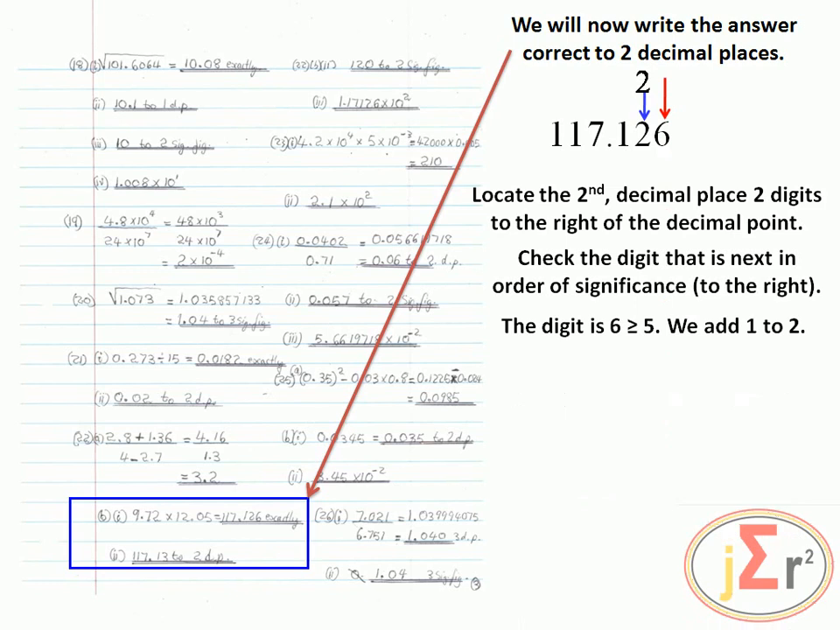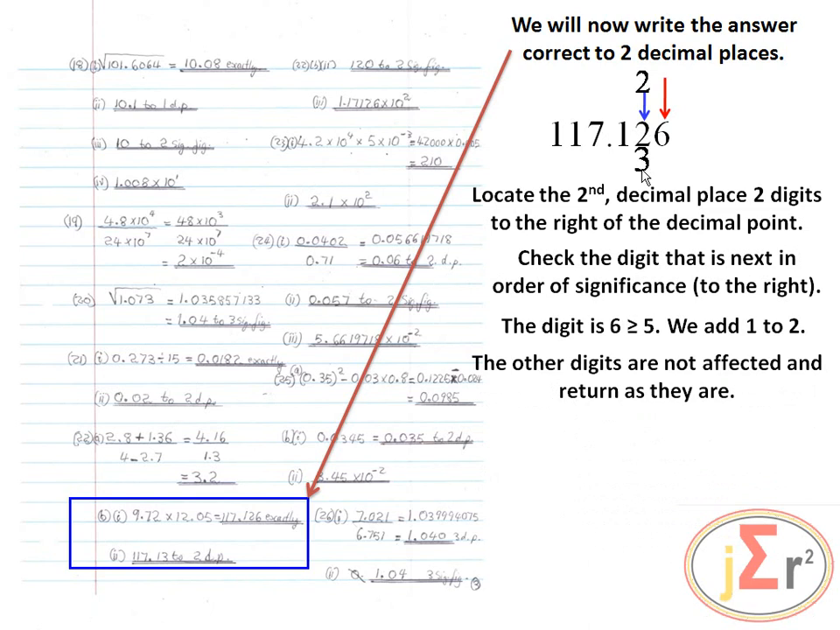The digit is 6, which is greater than or equal to 5. If it is equal to 5 or more, we will add 1 to the digit in question, which is 2 in this particular case. So 2 plus 1 is 3. The other digits are not affected and return as they are.